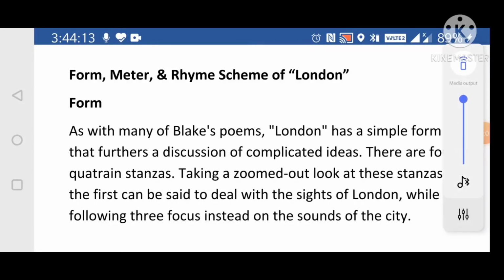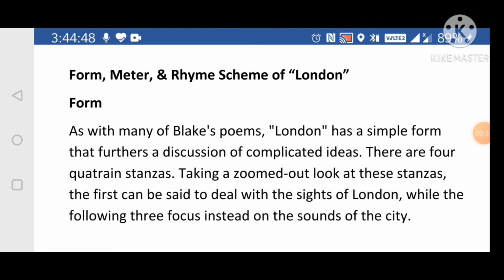Continuing with our analysis of the poem London by William Blake, let us look at the form, meter, and rhyme scheme of the poem London. Form. As with many of Blake's poems, London has a simple form that furthers a discussion of complicated ideas.